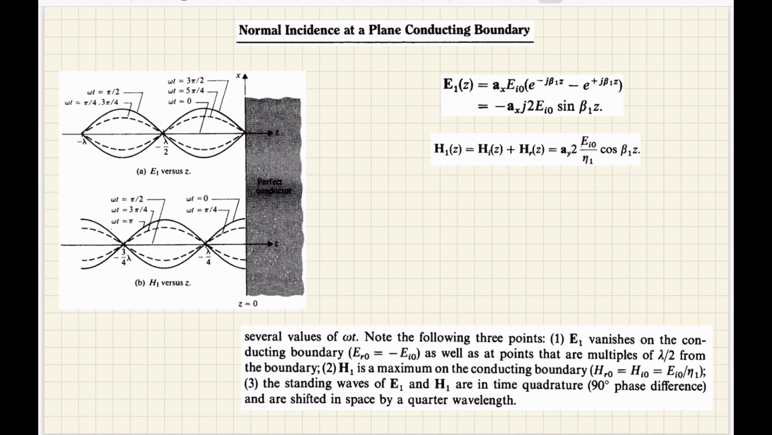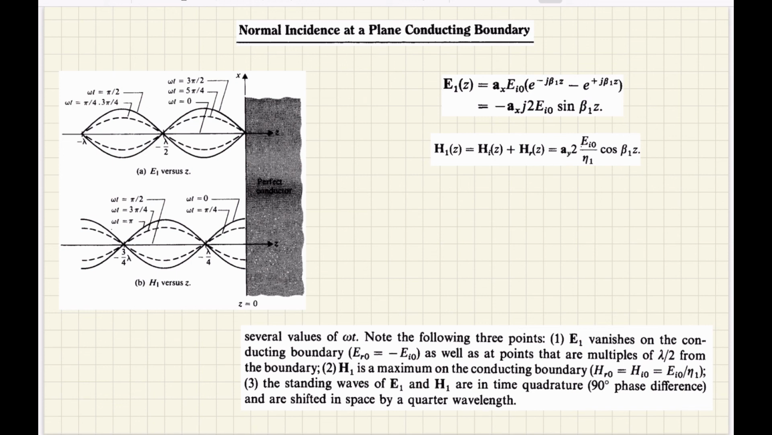So there is a pi by 2 phase difference between them, and the graph is plotted for different values of omega t. You can also trace this graph individually if you would like to see the real variation of the electric and magnetic field intensities. So what we have to conclude from here is that the electric field vanishes on the conducting boundary as well as at points that are multiples of lambda by 2 from the boundary, and the magnetic field intensity H1 is maximum on the conducting boundary.